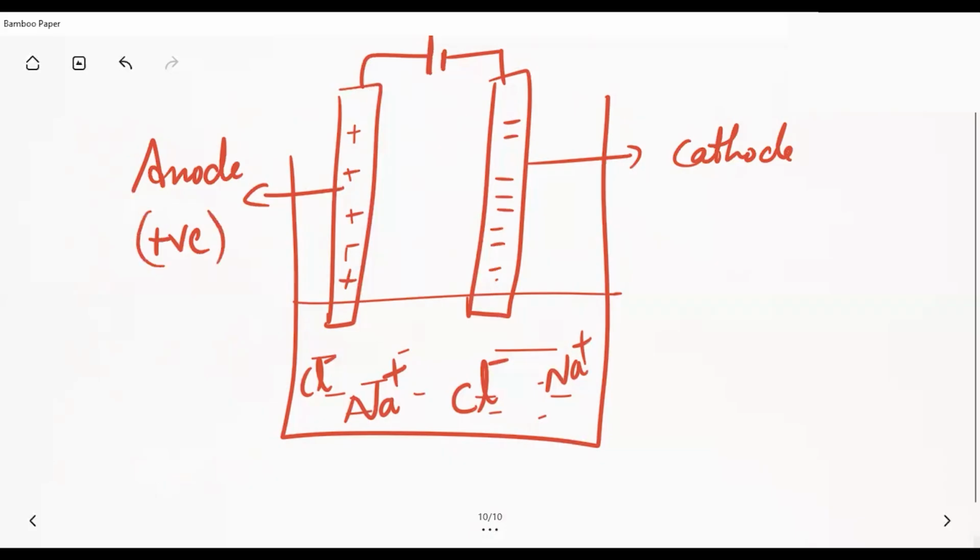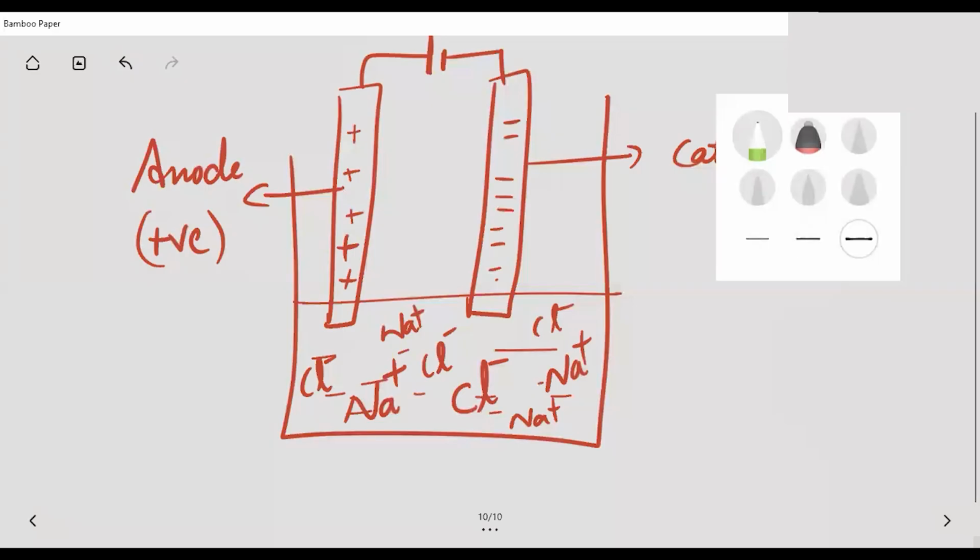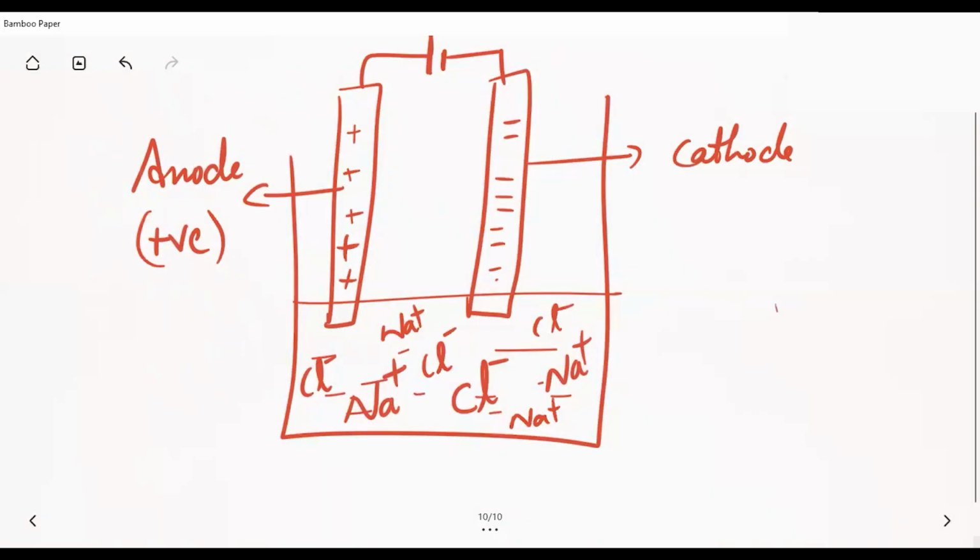Anode is positive. And there are so many sodium ions and chloride ions present in this molten sodium chloride. Who will go to this positive electrode? Just opposite charges attract, right? So you have to understand who is coming here. Chloride ions will be coming, right? So chloride ions, Cl minus ions, will be coming to this positive electrode.